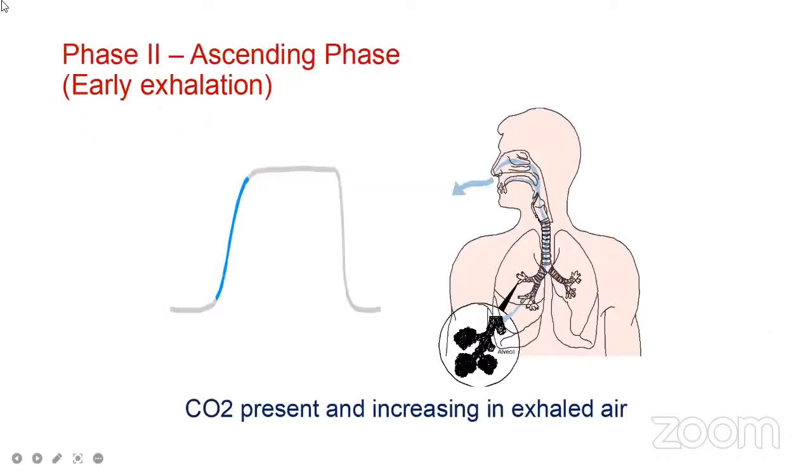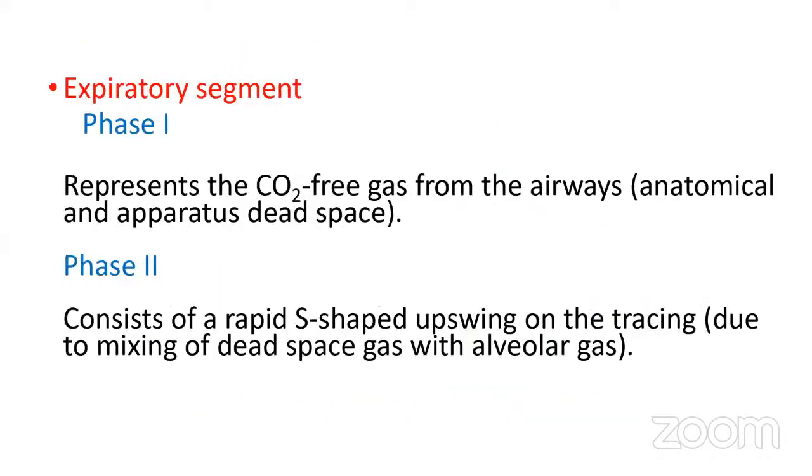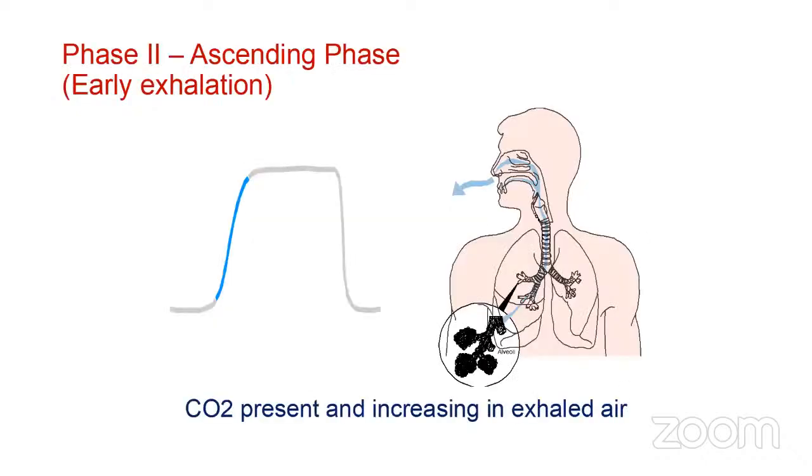So this is phase 2, the ascending phase, that is early exhalation, which shows the rise in the ETCO2. It consists of the rapid S-shaped upswing on the tracing, and this is due to the mixing of the dead space gas with the alveolar gas.